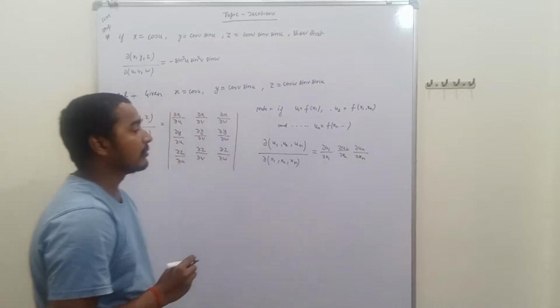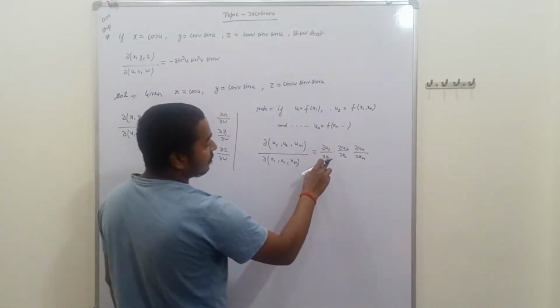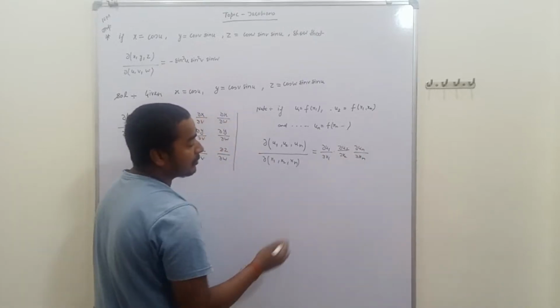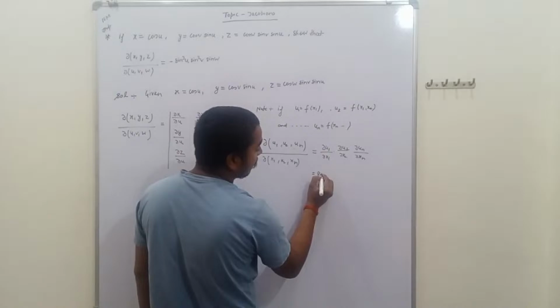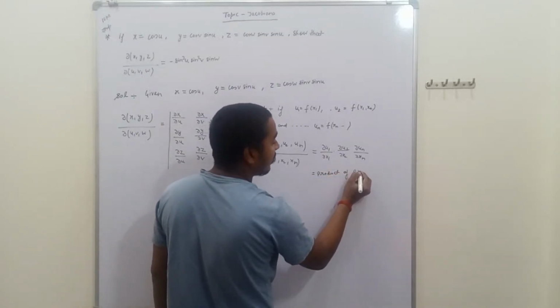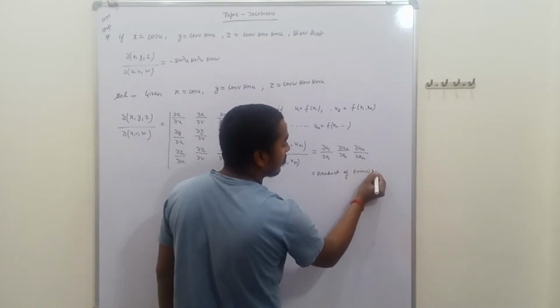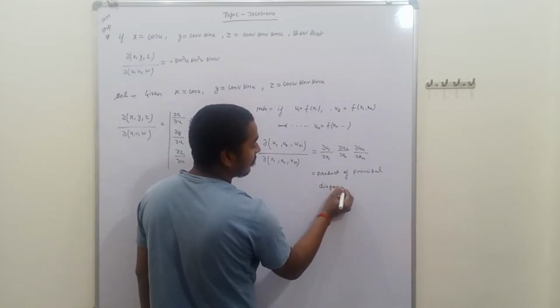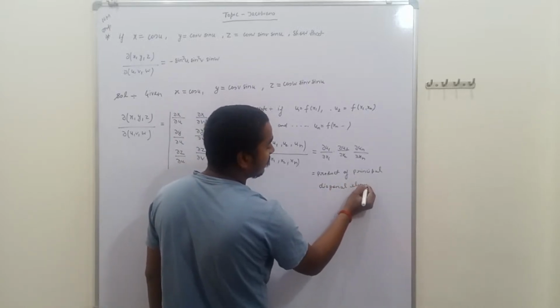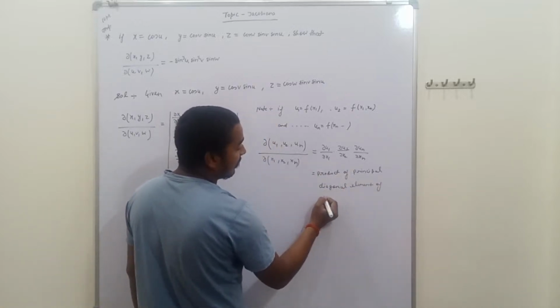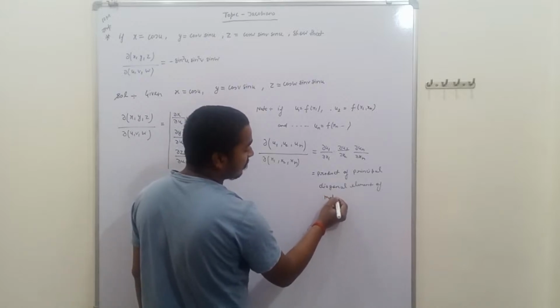Further from this, the value of ∂u1/∂x1, ∂u2/∂x2, up to ∂un/∂xn is the product of the principal diagonal elements of the matrix, which determines the determinant.